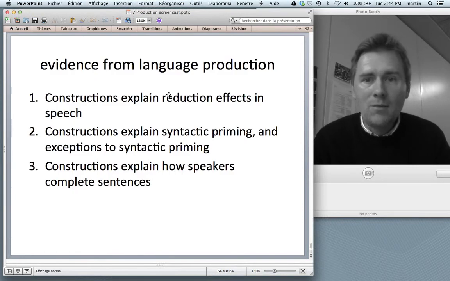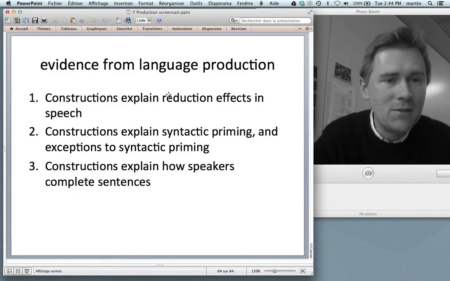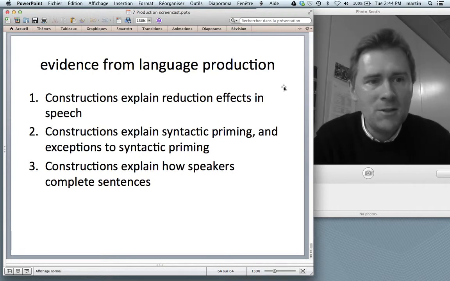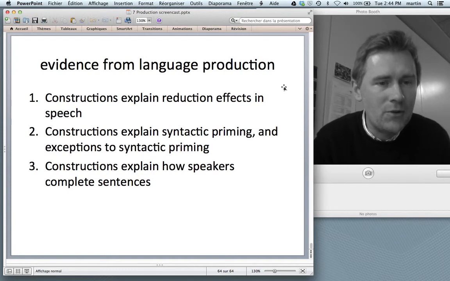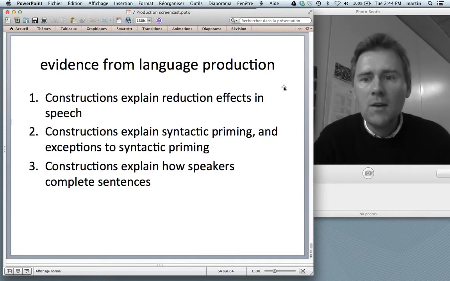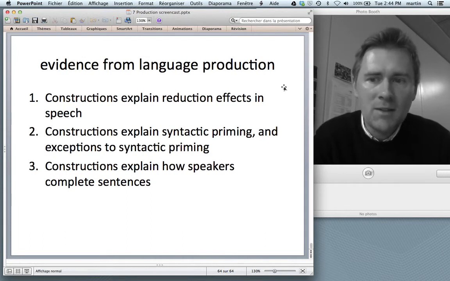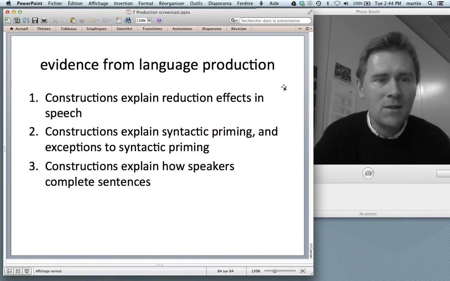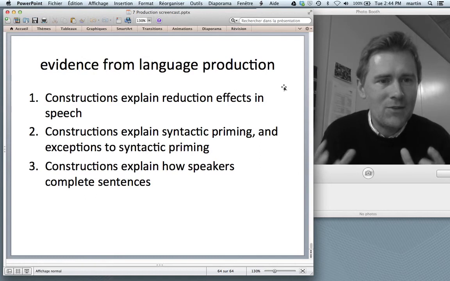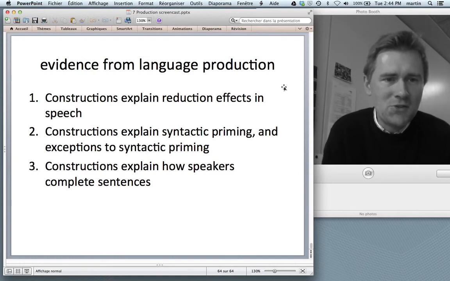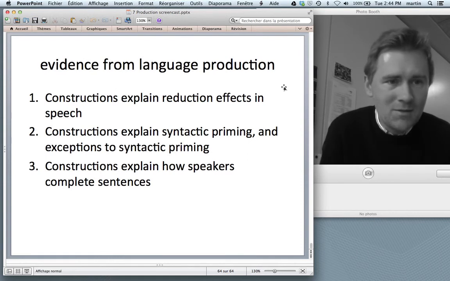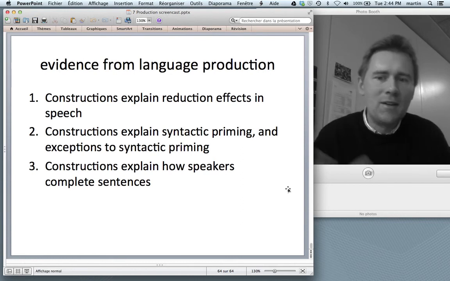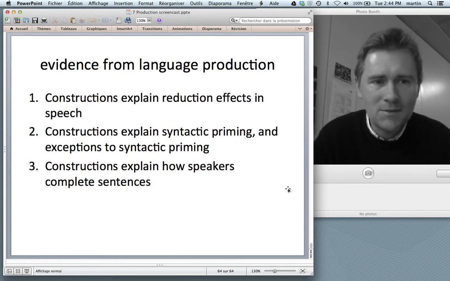Okay, now that gives us three pieces of evidence from language production. First of all, constructions explain reduction effects in speech. Verbs are reduced if they occur in constructions for which they are highly typical. Second, constructions explain syntactic priming and exceptions to syntactic priming. If you hear a syntactic pattern, you're likely to reuse that again. But if your construction has strong collocational preferences, then these collocational preferences outweigh your urge to reuse the construction. And thirdly, constructions explain how speakers complete sentences.